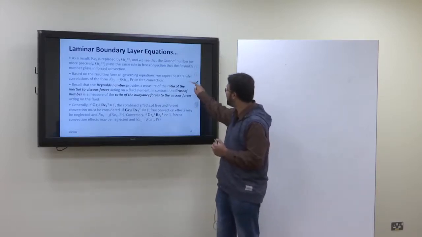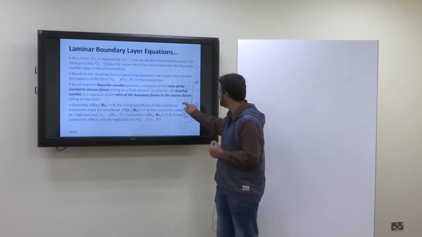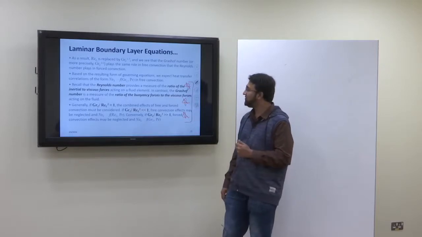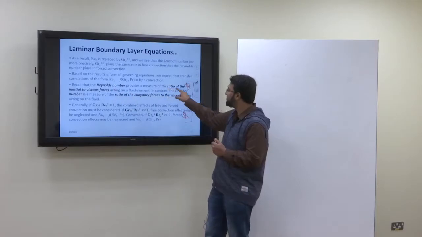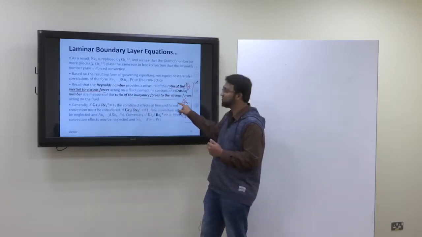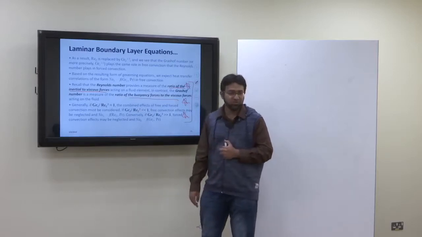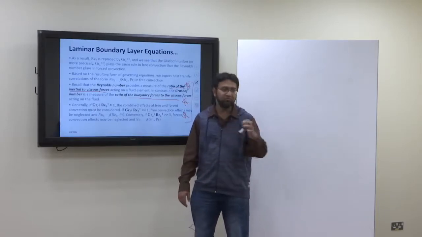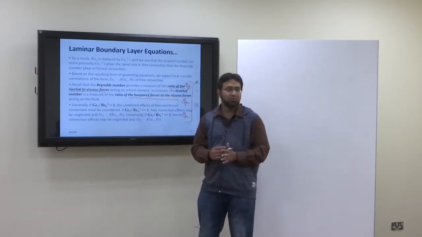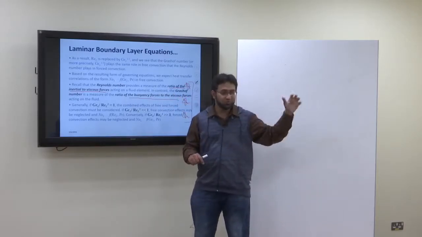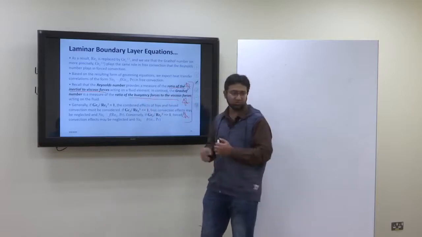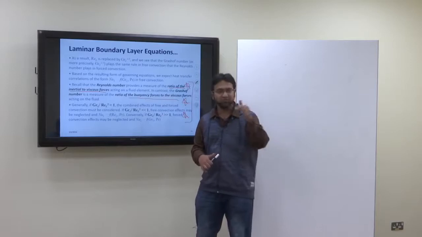Now, this page, or especially this area, is very important for your understanding. Reynolds number provides a measure of the ratio of inertia to viscous forces. Grashof number is a measure of the ratio of buoyancy forces to viscous forces. Now we do not have inertia forces. Inertia force was the external flow which caused the fluid to move. Now we do not have any external force to make the fluid flow. It is the buoyancy force which is making the fluid move. So Grashof number is the ratio of buoyancy forces to viscous forces, whereas Reynolds was inertia forces to viscous forces.